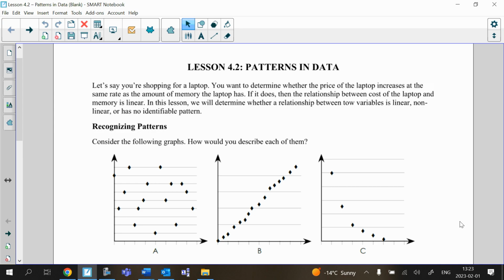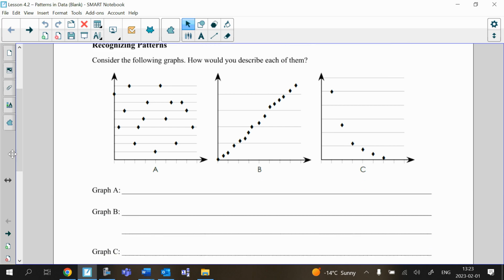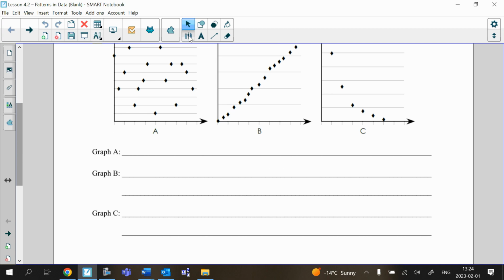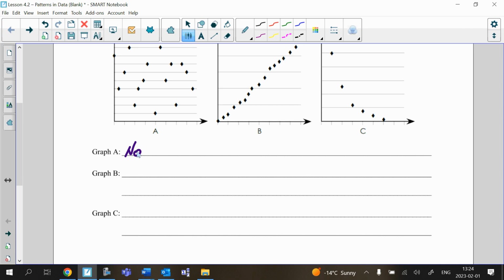So let's look at the different types of patterns we can see when we graph a series of points. Okay. So here we've got three situations. The first one, how would you describe the points in A? It would be random, because they just seem to be. So we could say no pattern. Points seem to be random.